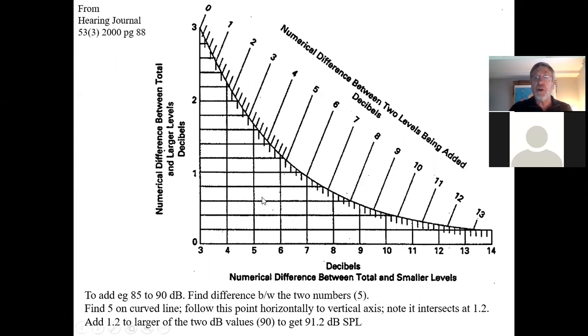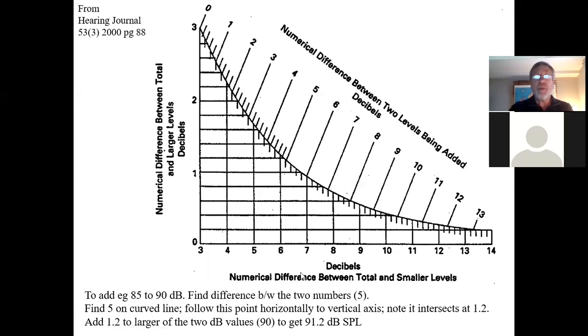Find 5 on the curved line. Follow this point horizontally left to the vertical axis. See my cursor right there. Note it intersects at about 1.2. Here's 1, 1.2, 1.4, 1.6, 1.8, 2. So in this case, it intersects at 1.2. That's the number that would be added to the bigger of the two values, 90. So you'd get 91.2. Okay?